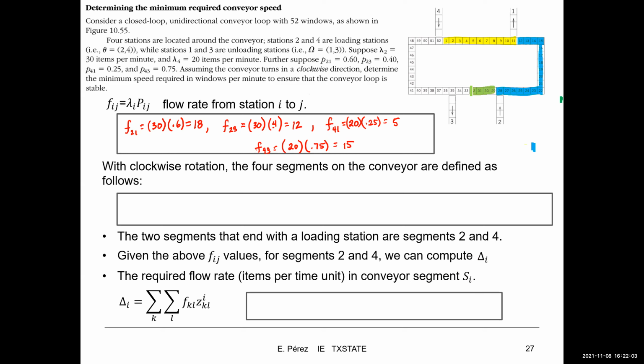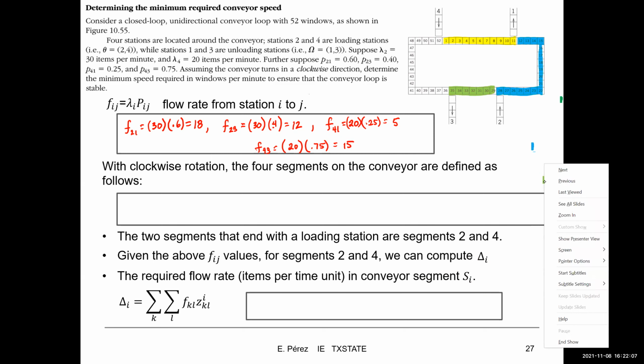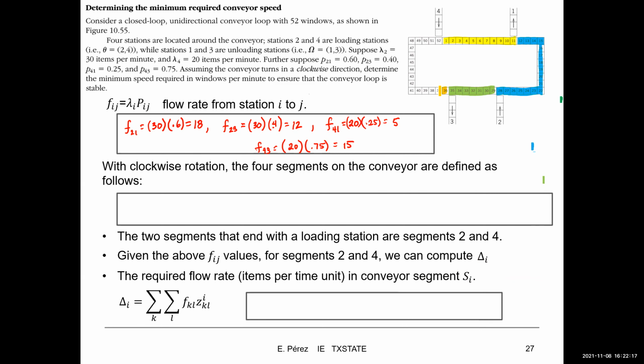Third set will go up to here. So it ends always in a loading or unloading station. And then the last one, go from here, and it will end on this in here.